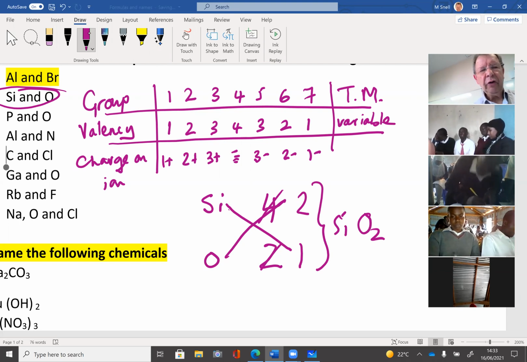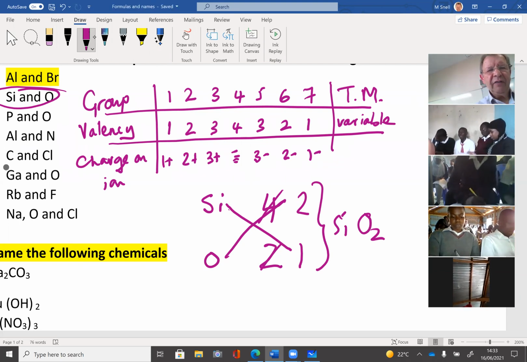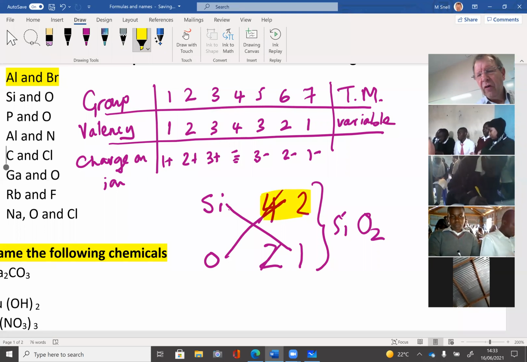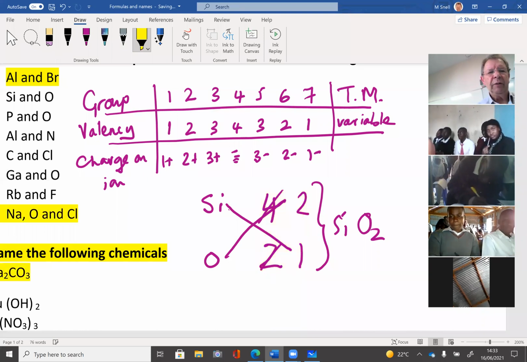So just find the group and then find the valency, and this should work. Just remember to simplify if you can. This simplification, 4, 2 to 2, 1, is very important. If you had two numbers the same, 3 and 3, it would become 1 and 1, and so on.